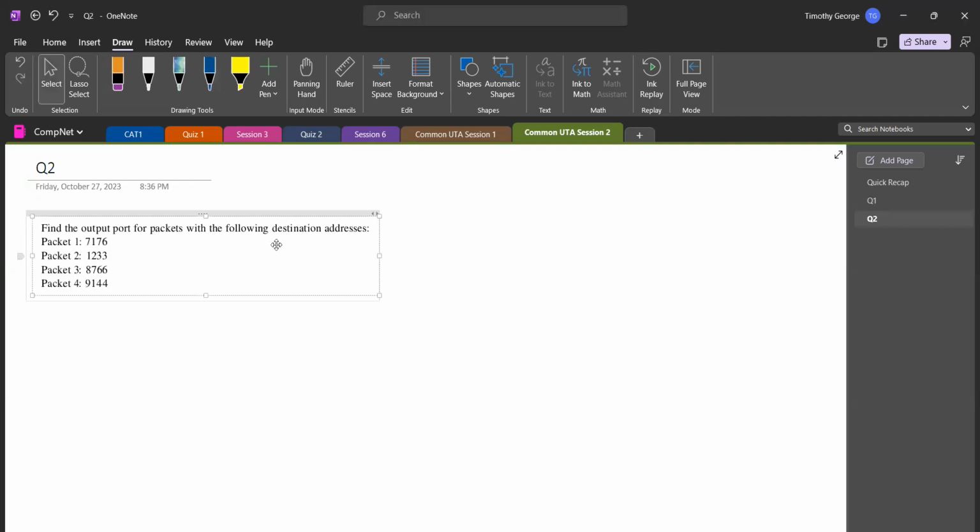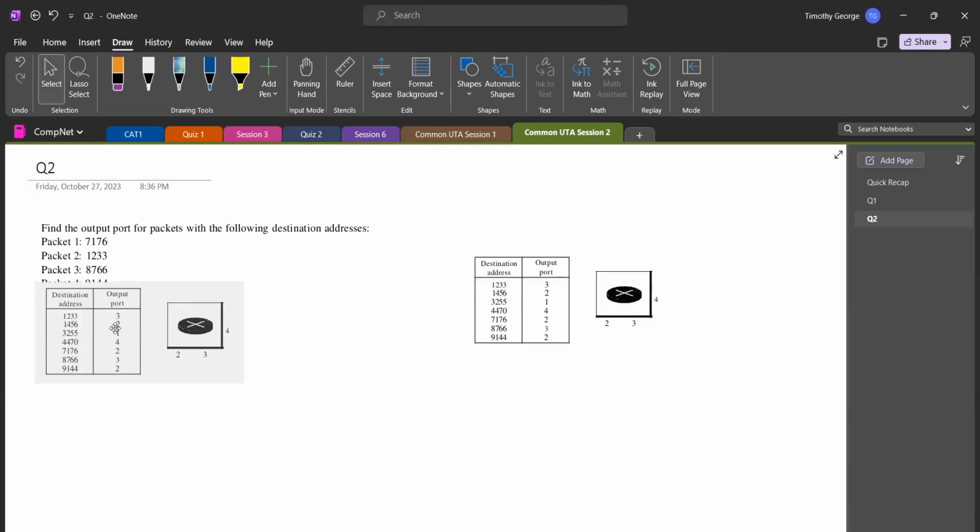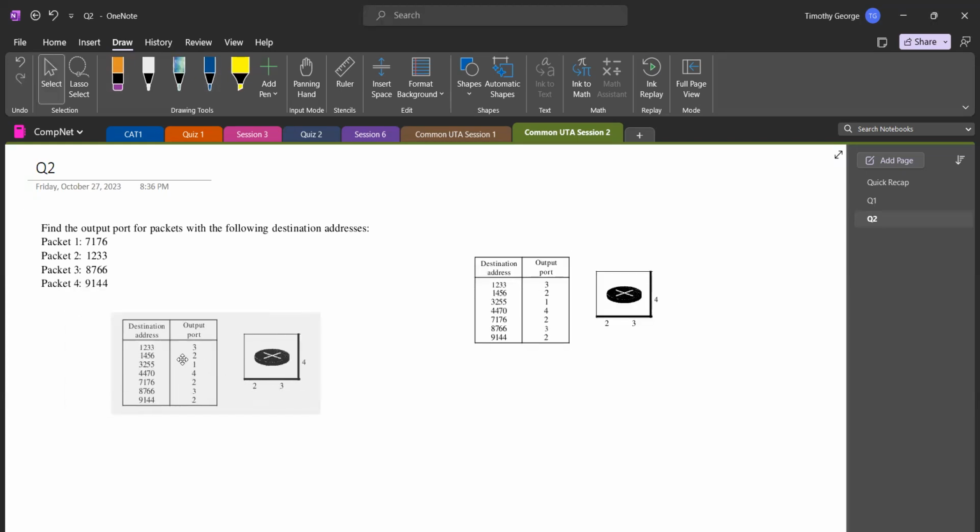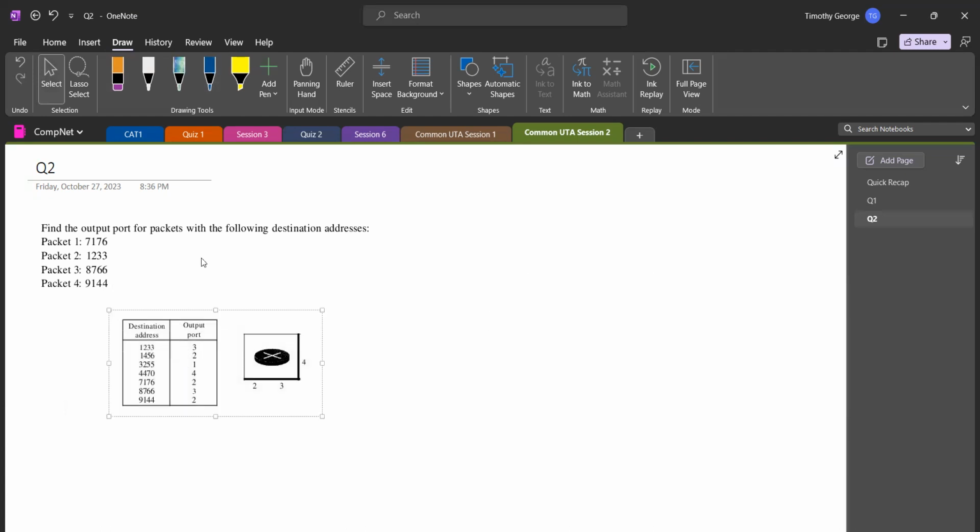Find the output port for the packets with the following destination addresses. This is actually an important question because it's there in a lot of papers. Even when I was studying computer networks, I remember having this question in my PAT exam. You're just given some packets and some destinations, and you're given this table.